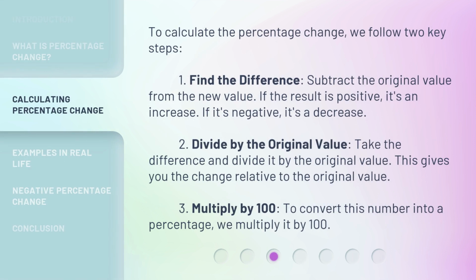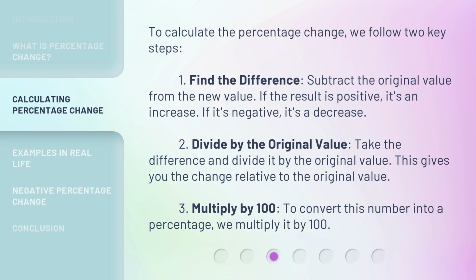To calculate the percentage change, we follow key steps. 1. Find the difference. Subtract the original value from the new value. If the result is positive, it's an increase. If it's negative, it's a decrease. 2. Divide by the original value. Take the difference and divide it by the original value. This gives you the change relative to the original value.